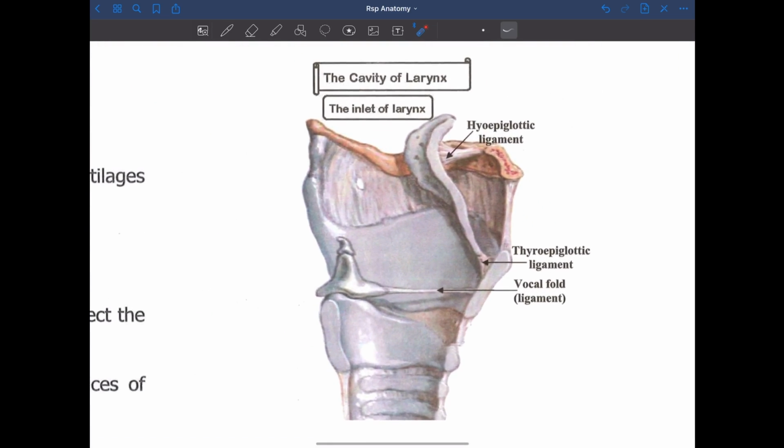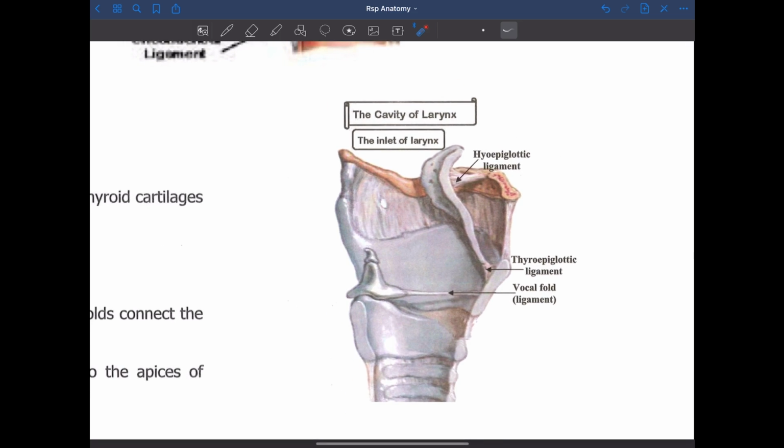The ligaments attached to the epiglottis are the hyoepiglottic and thyroepiglottic ligaments. Here you can see this is the hyoid bone, and this ligament attaches the epiglottis with the hyoid bone. Since it attaches the hyoid bone to the epiglottis, it is known as the hyoepiglottic ligament. It's as simple as that, okay. There's nothing more serious to it. Just take it simply, don't stress.